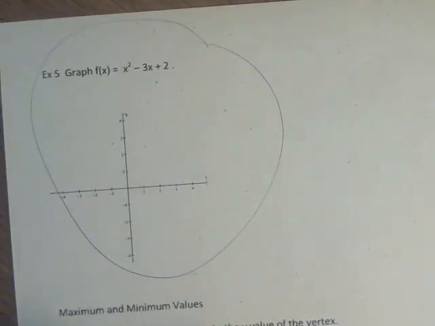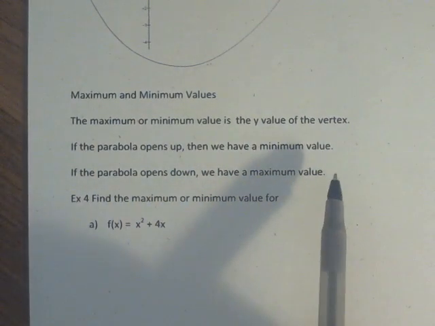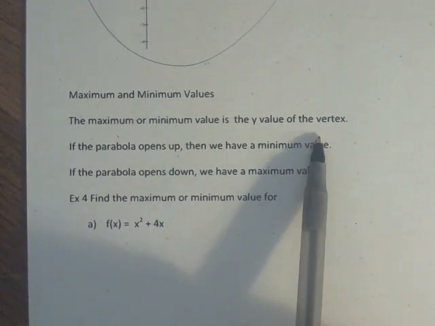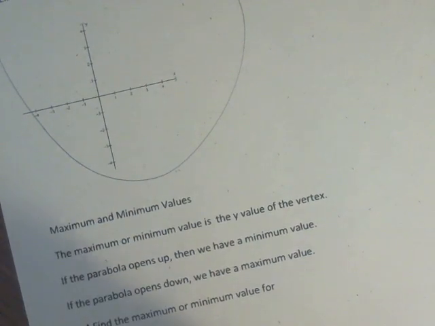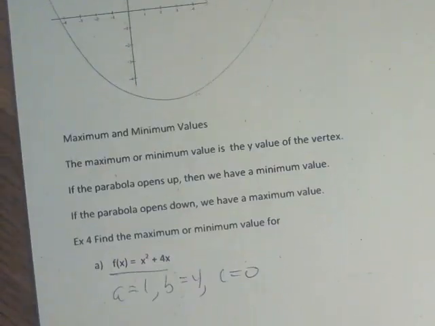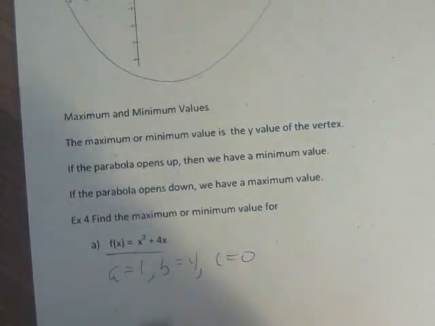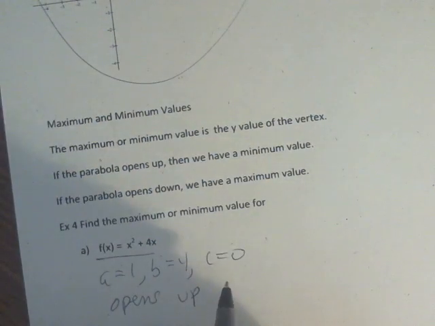Let's look at max-min values. You know, you can find a maximum or minimum value without graphing it, because it is the y value of the vertex. If the parabola opens up, then it's a minimum value. If the parabola opens down, we have a maximum value. So for this one here, A is 1, B is 4, C is 0. It opens up. I'm going to find the vertex.